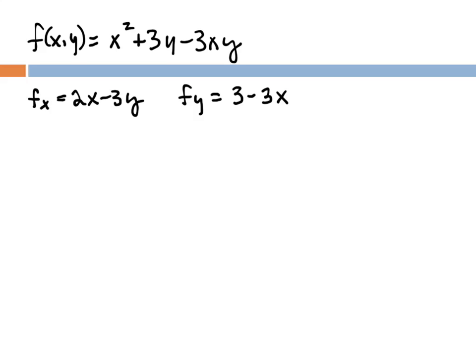And then what do I do? I set them to 0. Which one's the easier one to work with? F sub y, right? 3 minus 3x. So if I solve this one, what does x equal? 1. X must be 1. That's my only choice for this one, so I get exactly one possibility. What's even better is that when I take that x equal 1 and plug it back into the other equation, I only get one possibility there as well.